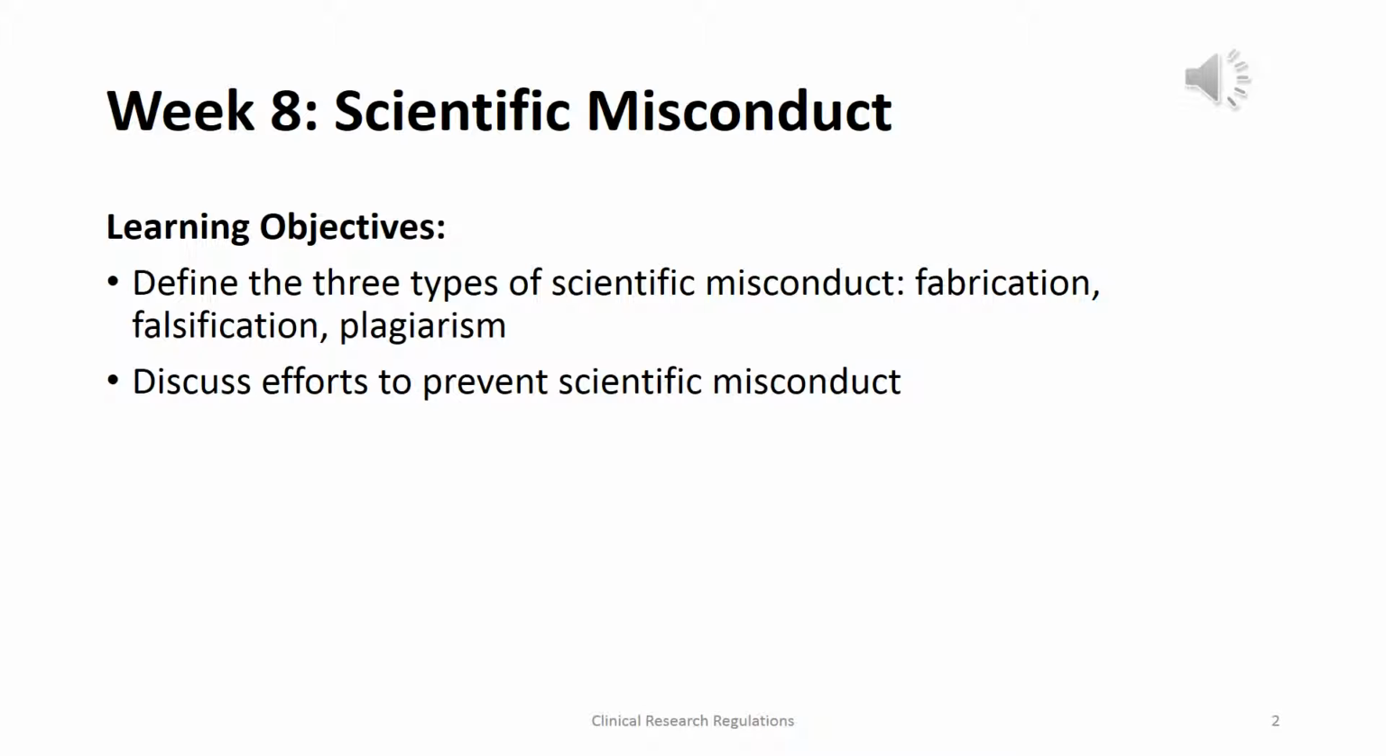Your learning objectives for the week will be to define 3 types of scientific misconduct. Those 3 types are fabrication, falsification, and plagiarism. We'll get into this in some of the readings that you'll have. Some of you are already familiar with these from your past experience, and certainly some of you that were in the Introduction to Data Management class received some of this information as well.